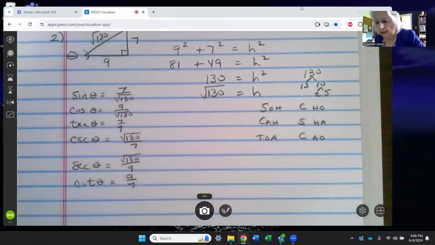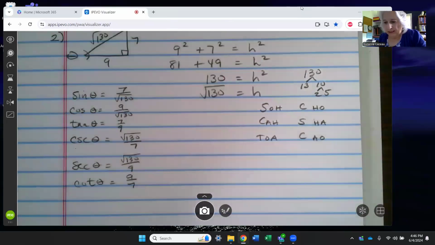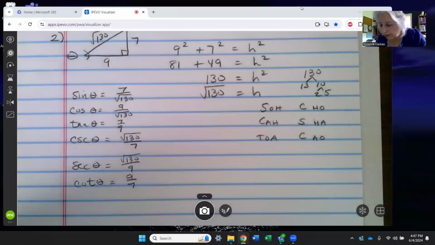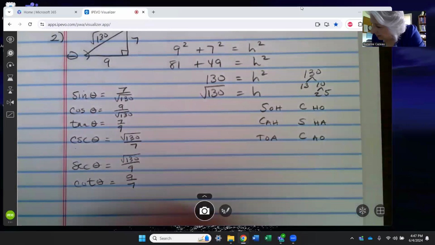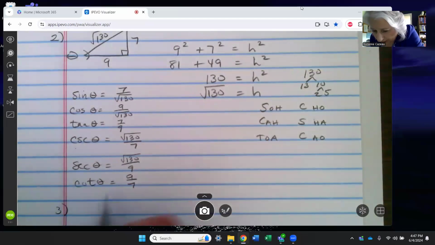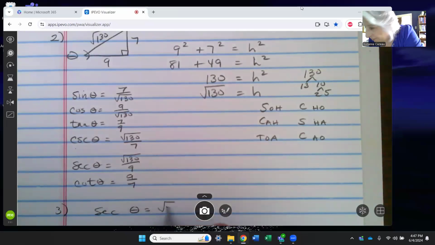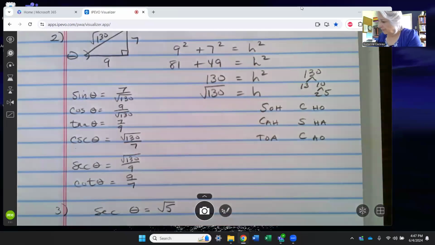Number 3. If theta is an acute angle of a right triangle and if secant theta is root 5, then find the other trig functions. Okay, number 3. Secant of theta is root 5. Okay, and you can think of that as root 5 over 1.